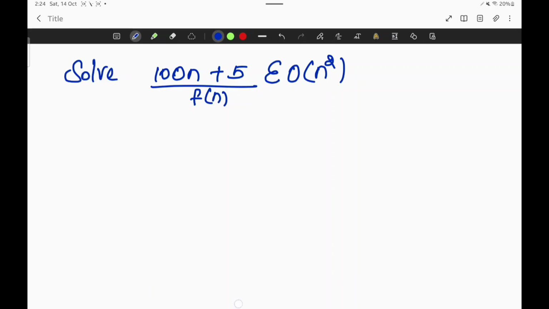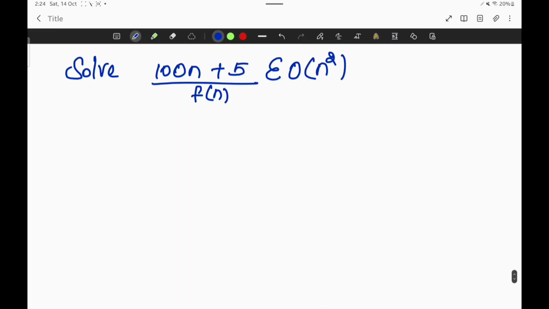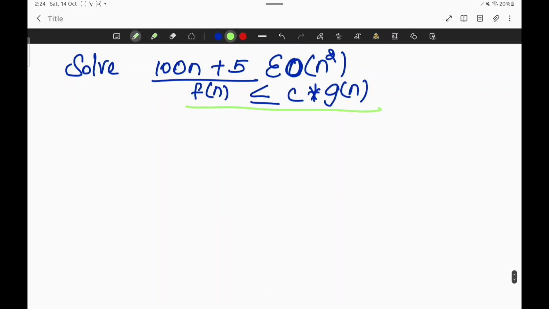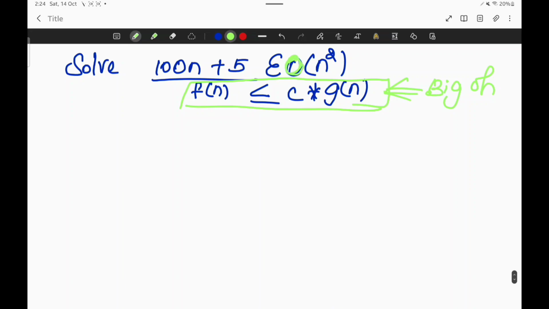So how will the problem be given now? Solve: 100n plus 5 belongs to big O of n squared. So what is the condition? f of n less than or equal to c star g of n. So f of n is nothing but 100n plus 5, that is the f function. For the constant c, we need to find out the big O for this particular f of n function. So how do we find the big O for 100n plus 5? You can take any constant value, and for the constant value you need to find it out.